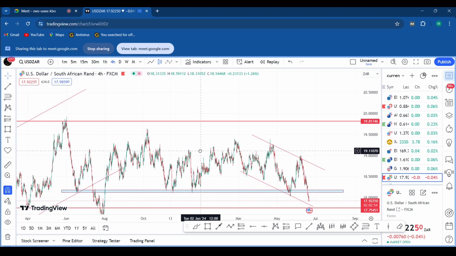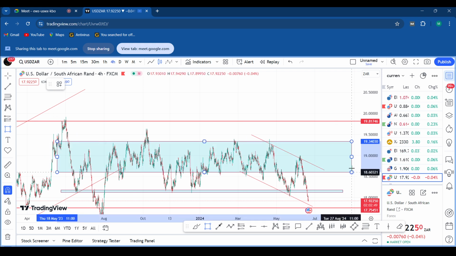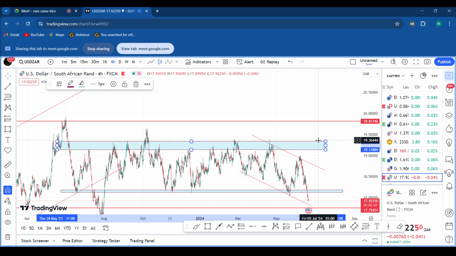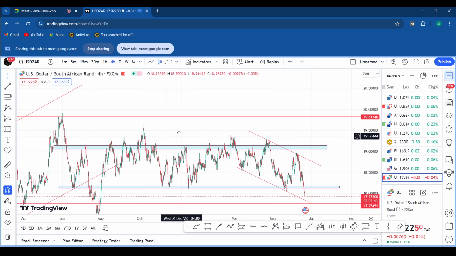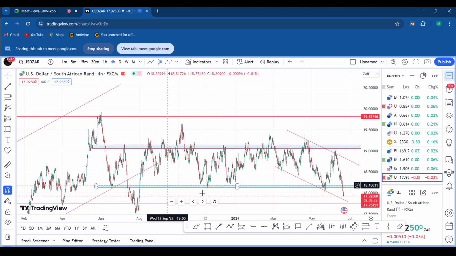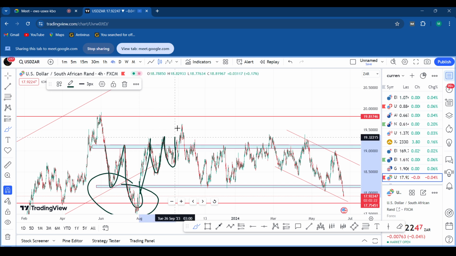Yeah, so I technically like to put my support areas on my 4 hours, mostly because 4 hours eliminates a lot of noise. So we don't want a lot of noise. As you can see, the market has been playing within this region. The market has failed to break below, failed to break above, created a fake out. See this beautiful fake out here? Then it went back, created another fake out, and another one, and another one.